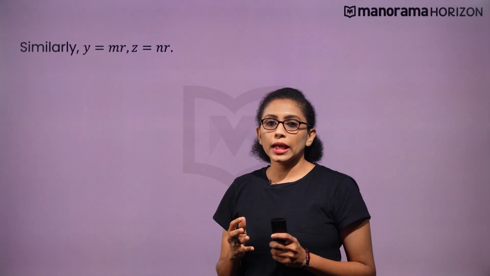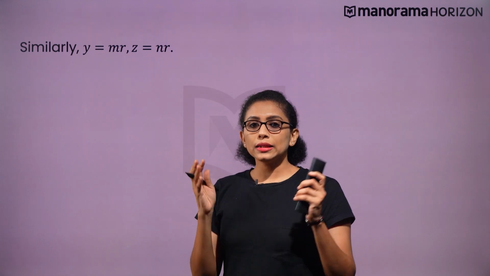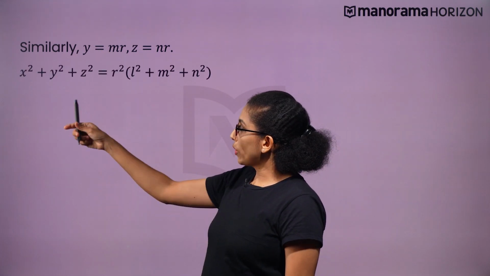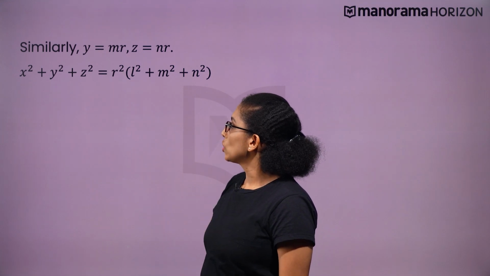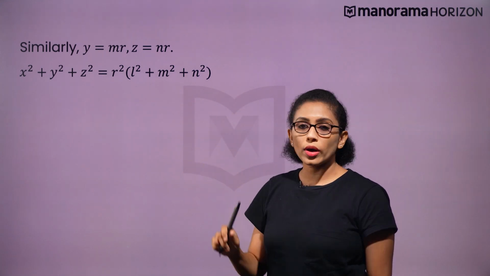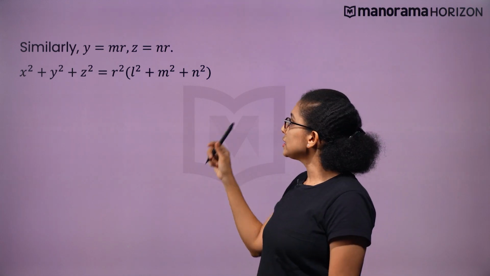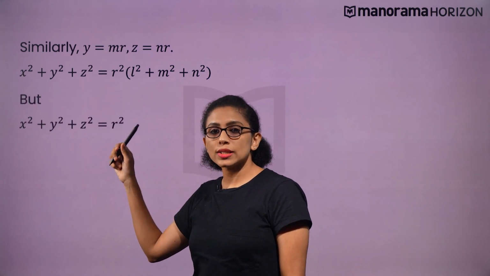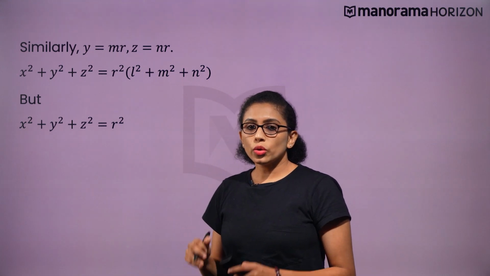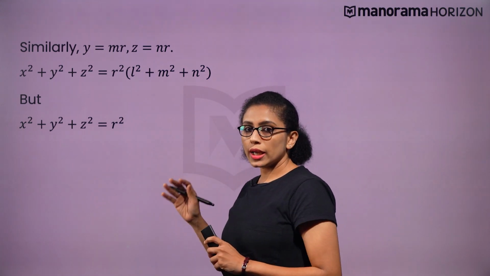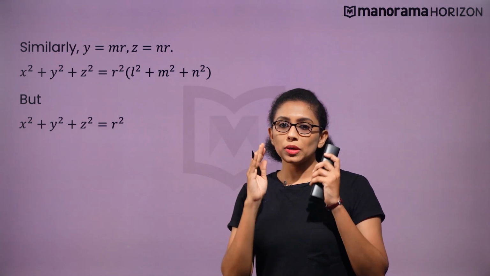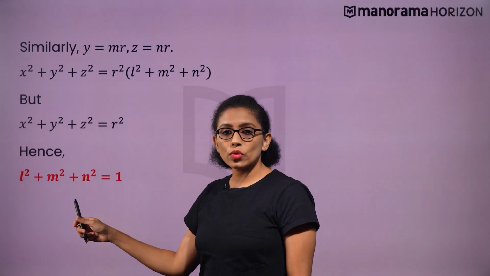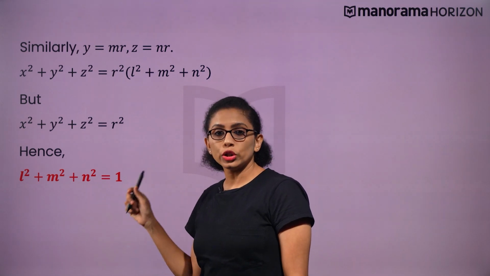Now, if we take the squares and add these X, Y and Z, we get X square plus Y square plus Z square is equal to R square into L square plus M square plus N square. But X square plus Y square plus Z square is equal to R square. So putting R square in place of X square plus Y square plus Z square, we get L square plus M square plus N square is equal to 1.